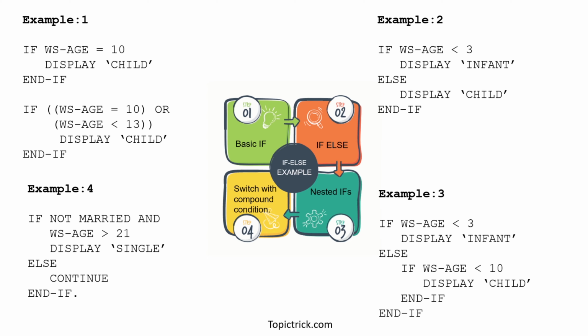Now let's move on to example number 2, where I'm just using if with an else statement, right? So in this case, I'm just checking if age is less than 3, then I'm printing infant, and in case age is not less than 3, it is greater than 3, then it would be going into else portion and it would be displaying child for that particular record, right?